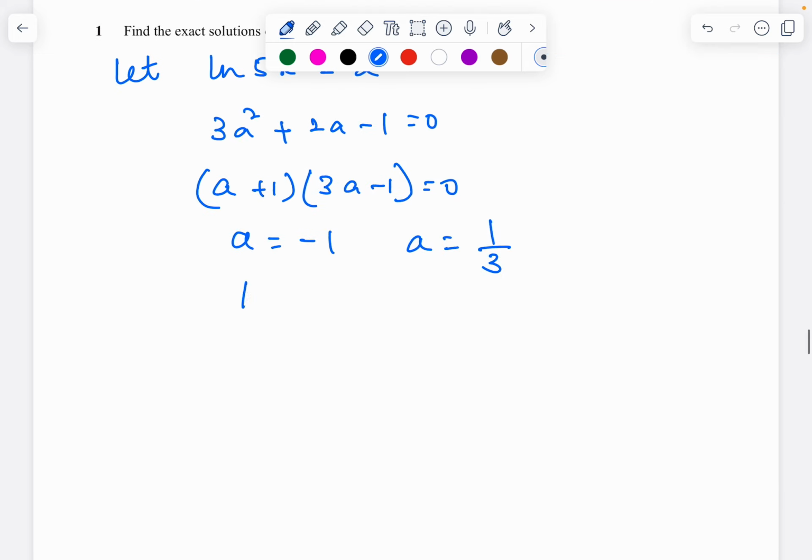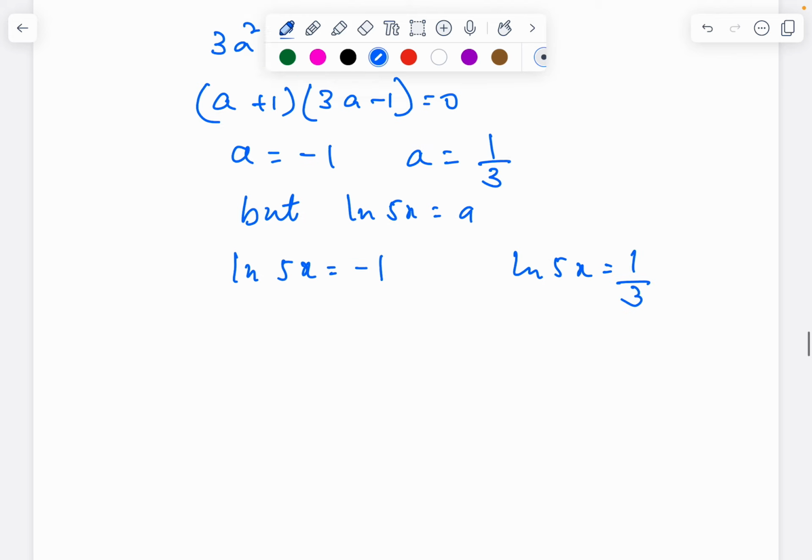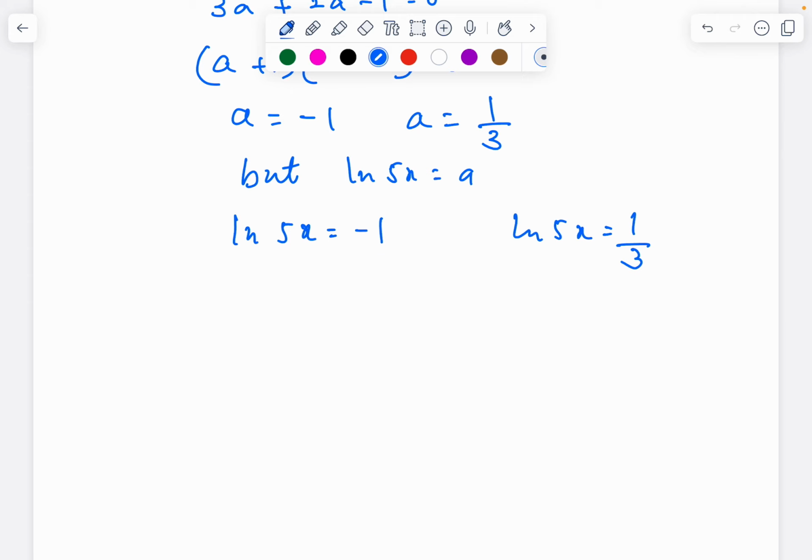But we know that ln 5x equals a. So ln 5x equals negative 1, or ln 5x equals 1 over 3. So 5x equals, since ln has a base e, e to the power of negative 1, so x equals e to the power of negative 1 divided by 5. And this one also, 5x equals e to the power of 1 over 3, so x equals e to the power of 1 over 3, all over 5.